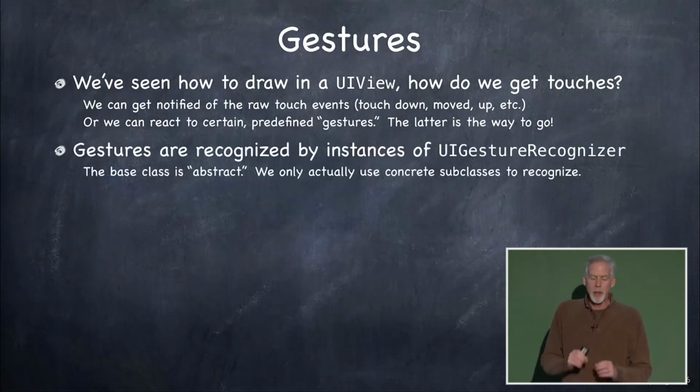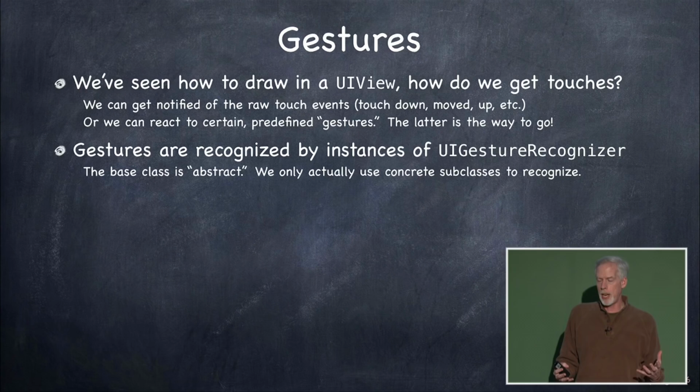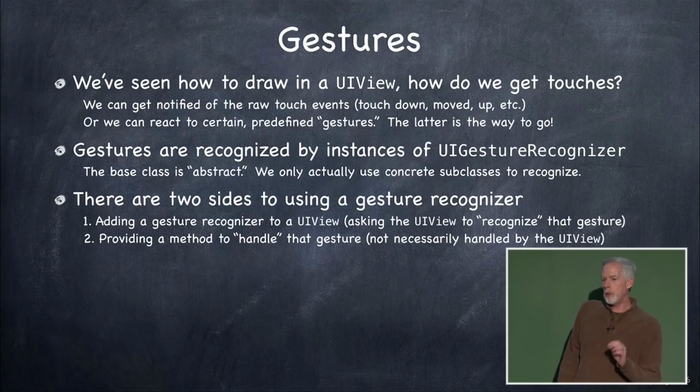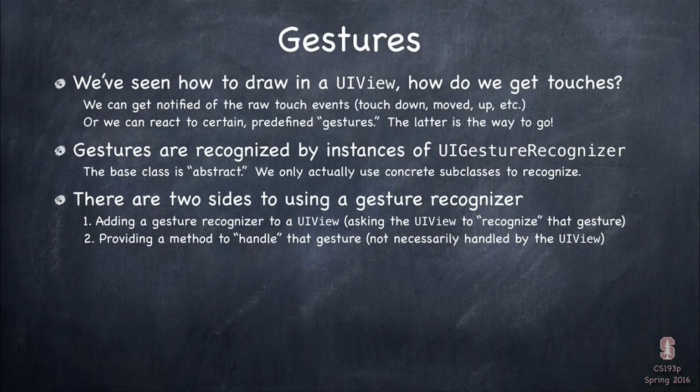Okay? So gestures are recognized by instances of a class called UI Gesture Recognizer. Okay, good name. But UI Gesture Recognizer itself is abstract. You never actually instantiate one. Instead, there's a bunch of subclasses of UI Gesture Recognizer, and those are what you instantiate to get the kind of gesture you want. So there's pan gesture recognizer and pinch gesture recognizer and tap and swipe gesture recognizer, etc. Okay? Now, when you want to use a recognizer, there's really two parts to it. Okay? One is you have to get some UI view to take on this gesture recognizer and recognize that gesture.